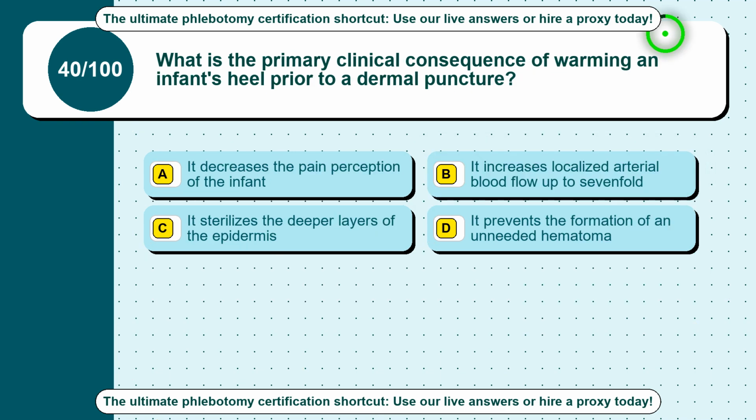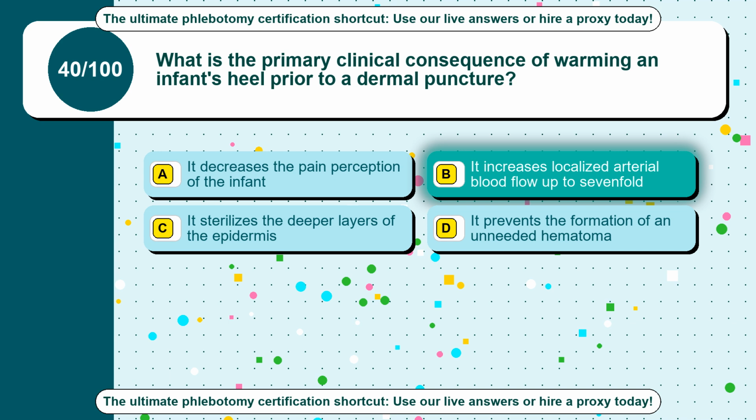Question 40. What is the primary clinical consequence of warming an infant's heel prior to a dermal puncture? Option A, it decreases the pain perception of the infant. Option B, it increases localized arterial blood flow up to 7-fold. Option C, it sterilizes the deeper layers of the epidermis. Option D, it prevents the formation of an unneeded hematoma. The correct answer is option B, it increases localized arterial blood flow up to 7-fold.